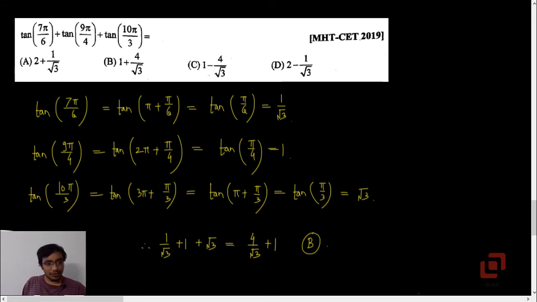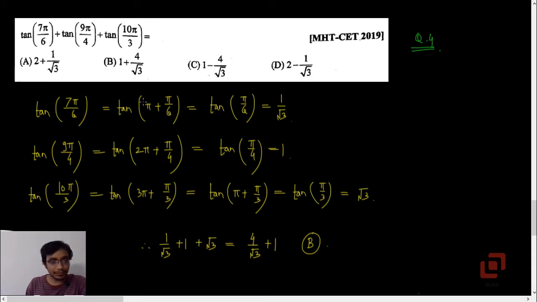Now this is based on allied angles. Very simple question. We have got tan of 7 pi by 6 plus tan of 9 pi by 4 plus tan of 10 pi by 3 equal to, okay, 2 plus 1 by root 3, 1 plus 4 by root 3, 1 minus 4 by root 3, and 2 minus 1 upon root 3.